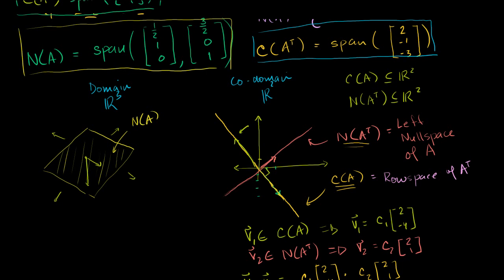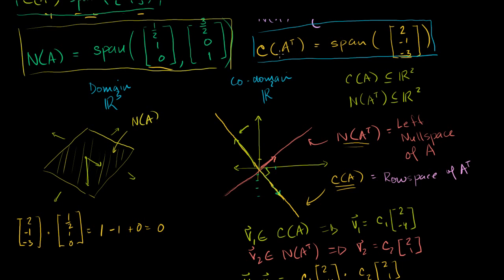Notice, if you take the dot product of (2, -1, -3) with (1/2, 1, 0), what are you going to get? You're going to get 2 times 1/2, which is 1, plus -1 times 1, which is -1, plus -3 times 0, which is 0. So that's when I dotted that guy with that guy right there.